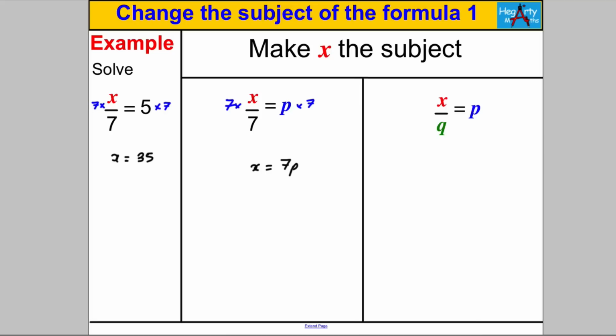And again, pause the video, make sure you can do that. x divided by q is equal to p. How am I going to make x the subject? Well, I'm going to multiply both sides by q to undo that divide by q there, and that will isolate x on the left hand side, and I'm going to get x is equal to pq, and I'm done.